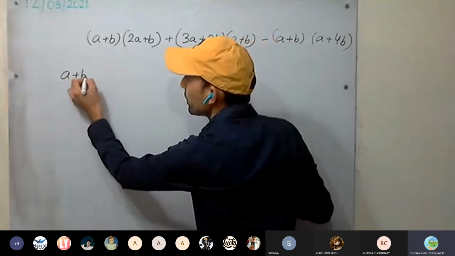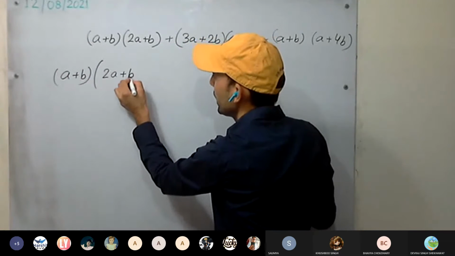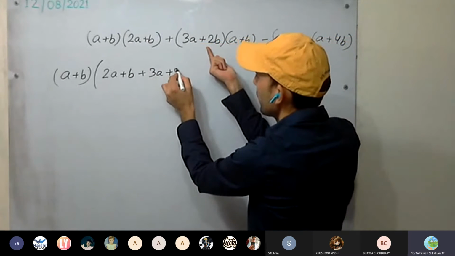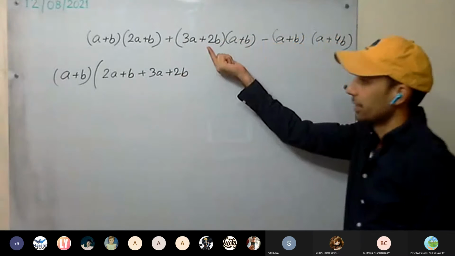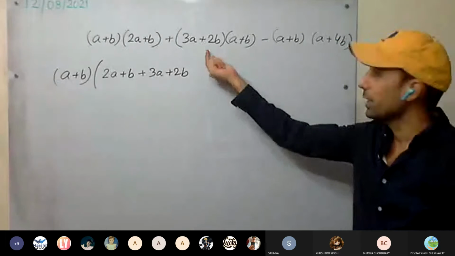So b is common, we have taken it out. Now what will remain inside? 2a plus b, plus 3a plus 2b. a plus b is taken out, so 3a plus 2b will be there.